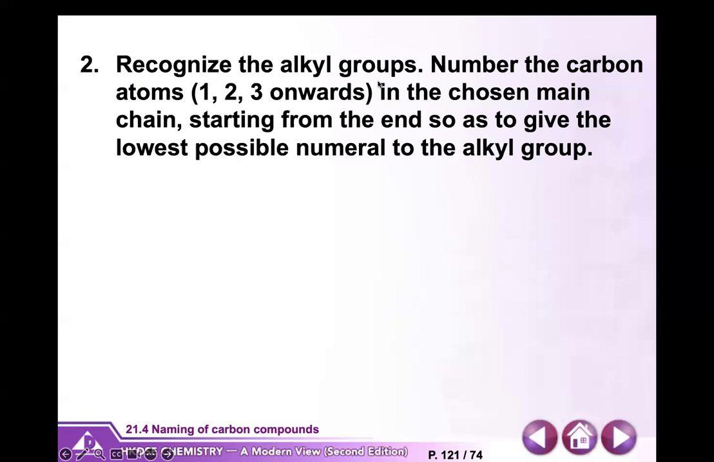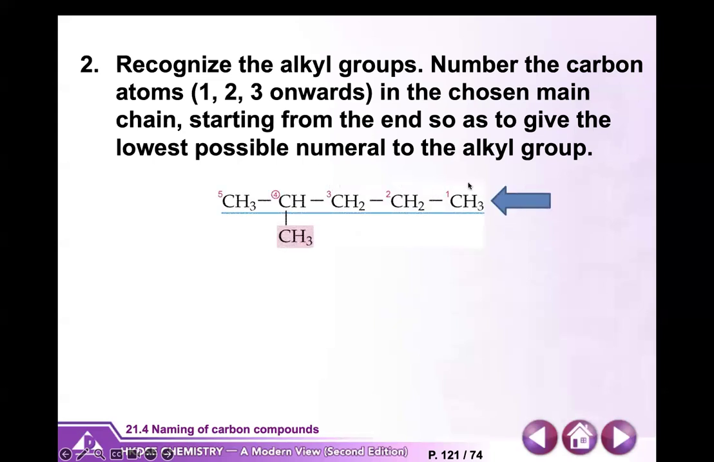So we need to recognize the alkyl group and number the carbon atoms 1, 2, 3 in the chosen main chain, starting from the end that gives the lowest possible numbers. Here, for example, this is the longest carbon chain. We can assign numbers from the right-hand side to the left-hand side, from 1 to 5.